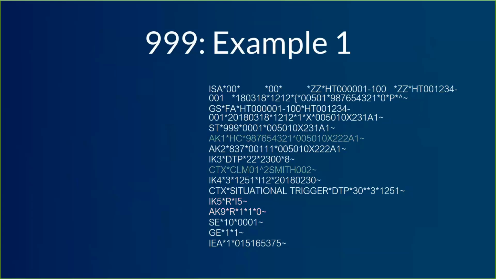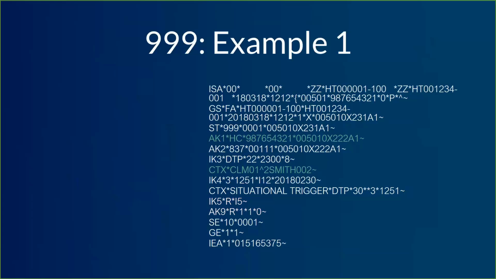AK1 is the first place to look for some kind of identification number. Now, if you look in the AK102, that number, 987654321, is going to match the identification number from the GS segment in the original transaction. So you can match them that way.